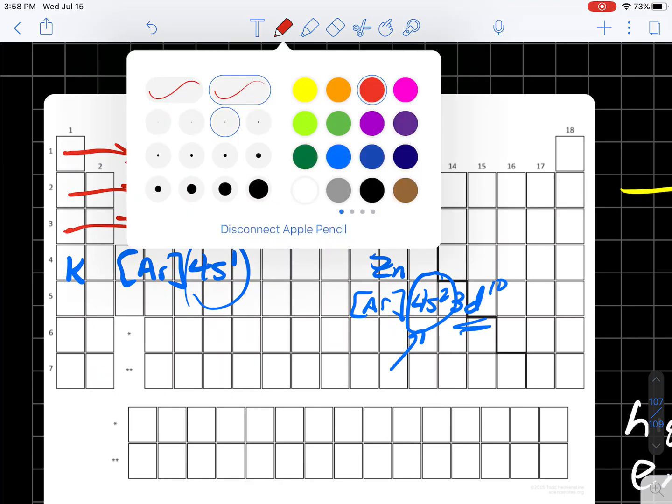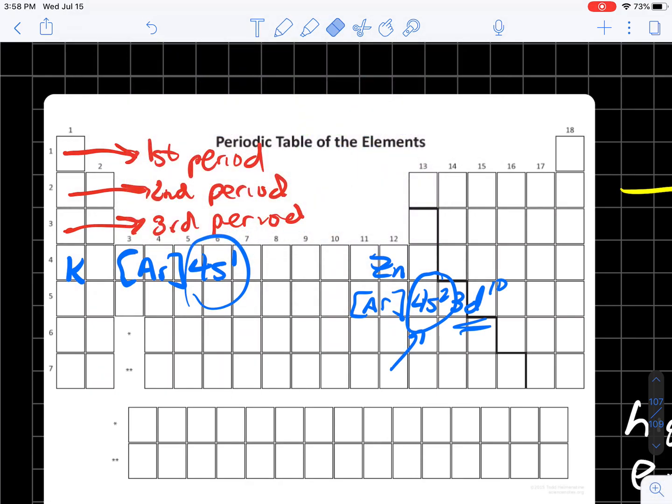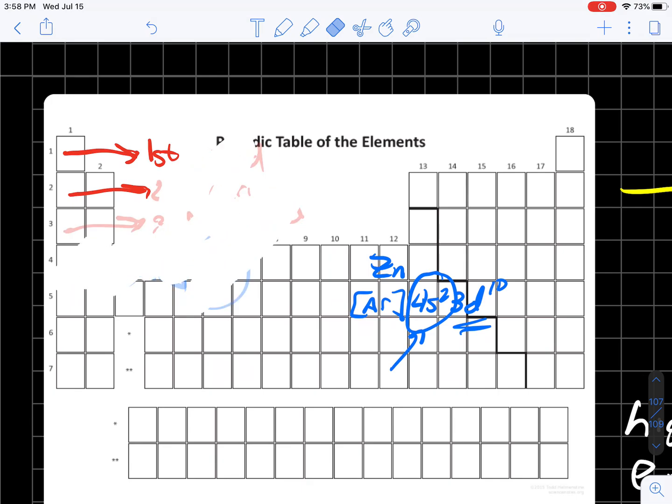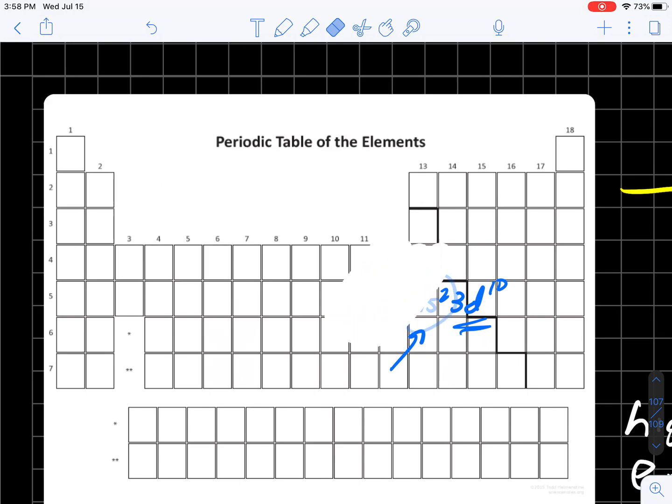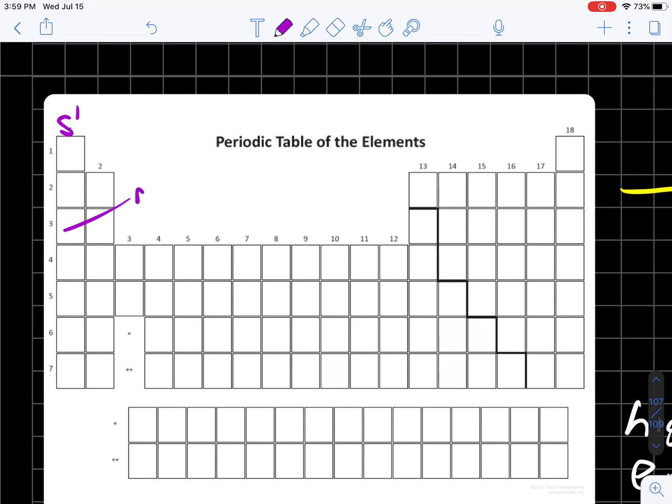Alright, so if I zoom back in on this, let's use purple, and let's erase some of this that's getting in our way. So everything in group 1 ends in an s1 configuration, so they have similar chemical properties. For instance, if sodium forms NaCl with chlorine, potassium's going to form KCl. They're going to have the same type of properties. Lithium is going to form LiCl.